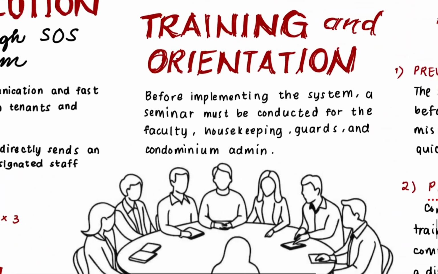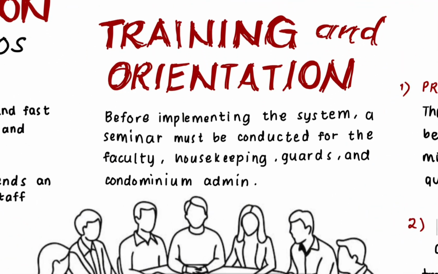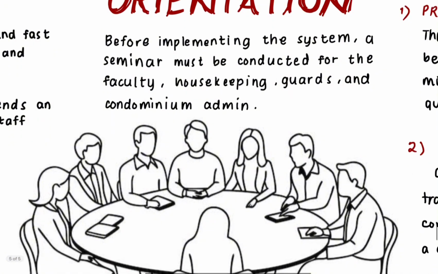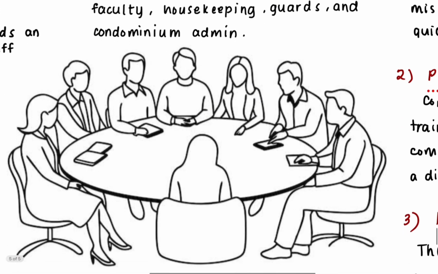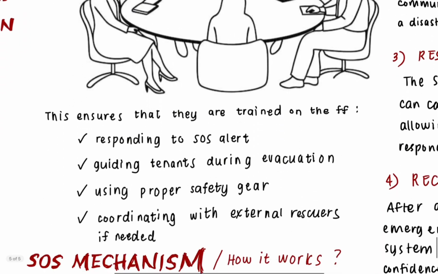So, we'll proceed now to the training and orientation. In order for this to be implemented, kailangan alam muna ng mga personnel yung gagawin. And we cannot just designate a staff na ikaw dapat ang nandito, ikaw ang dapat na nandyan. They have to be educated on their particular duties and roles. So before implementing the system, a seminar must be conducted for the faculty, housekeeping, guards, and condominium admin. So they are the most important people in this implementation.